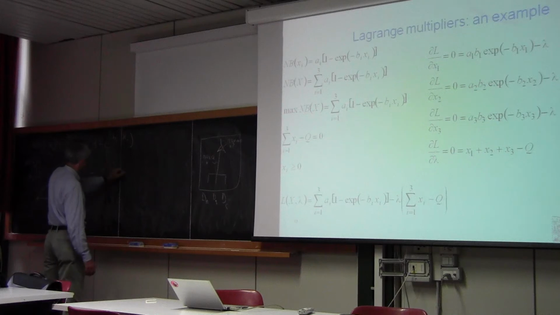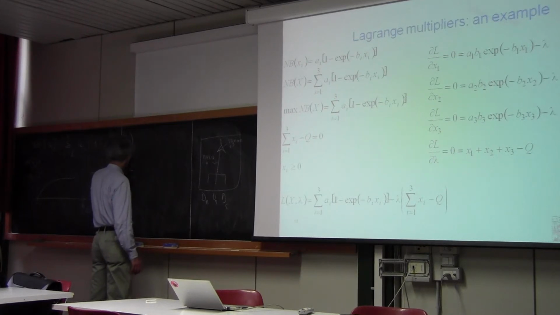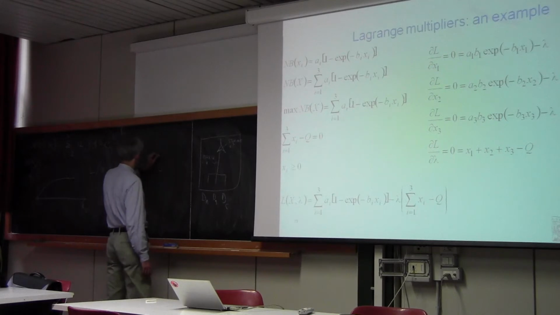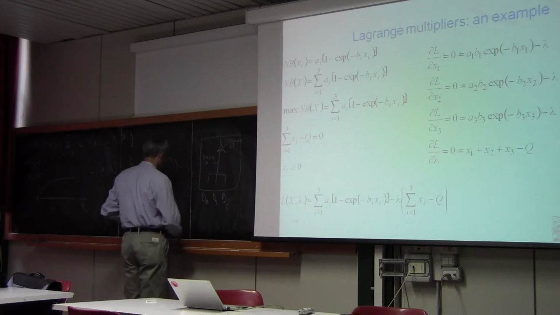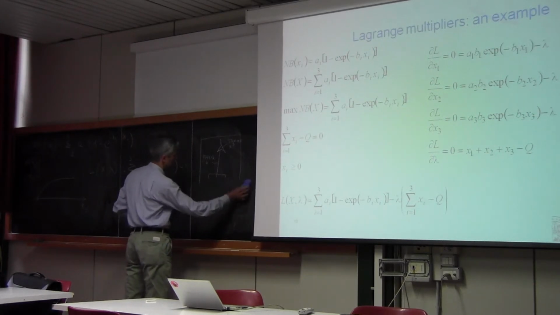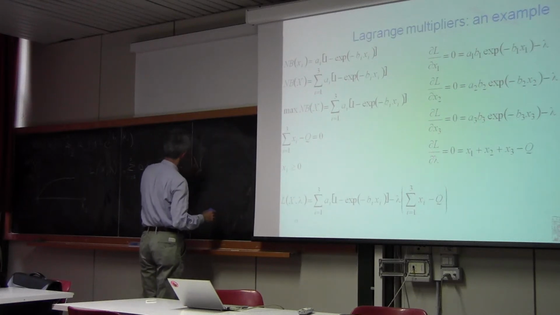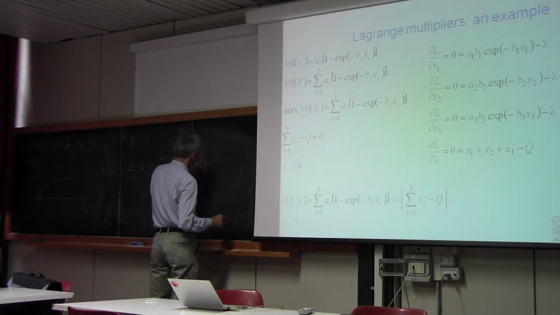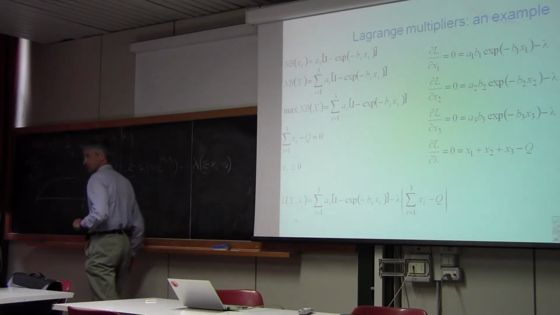x, lambda is given by the net benefit function. So summation from i equal to 1 to 3 of a_i times (1 minus exponential of minus b_i x_i), minus lambda, which multiplies the summation over i of the x_i minus q. This is my Lagrangian.